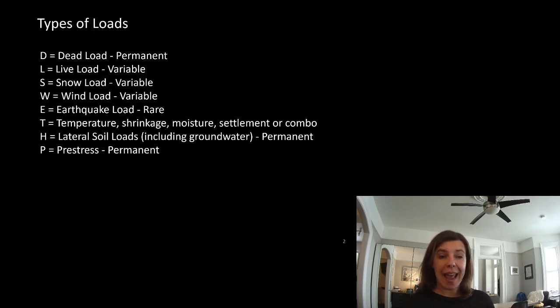Live load is an L usually. S is usually given for snow load. W for wind load. Earthquake is an E. Sometimes I'll use a Q, honestly. It depends what mood I'm in. T is often used for temperature. H we can use for soil load sometimes, and P will often be pre-stress. Now, the ones we're going to be looking at the most are these 5 right here. Those are going to be the ones primarily that we talk about.